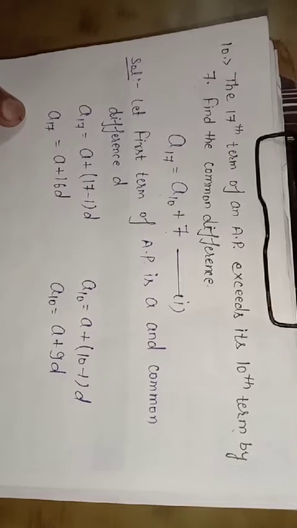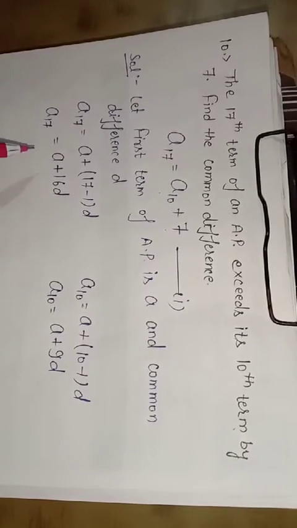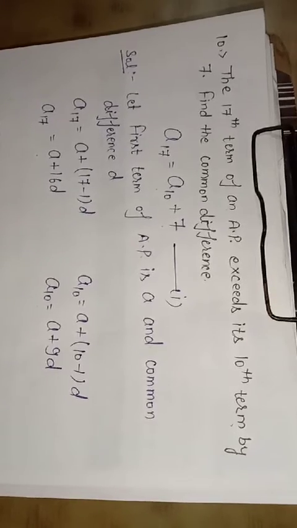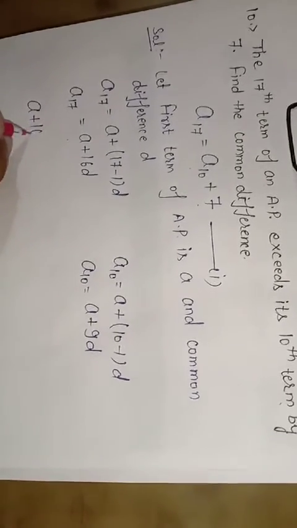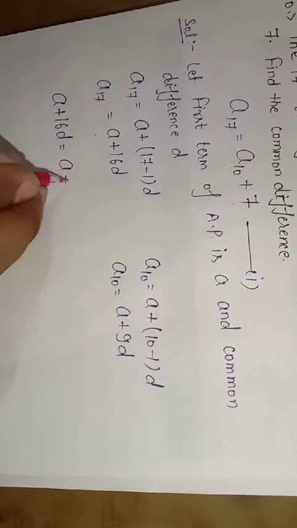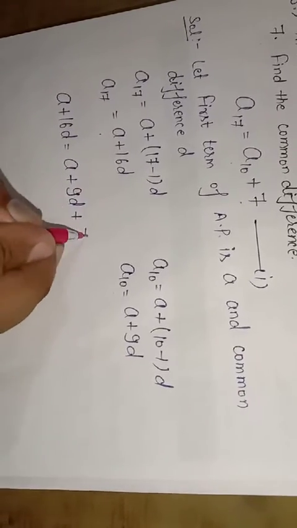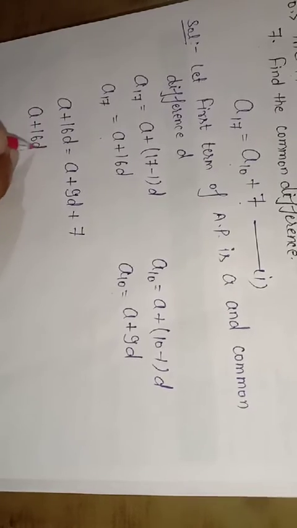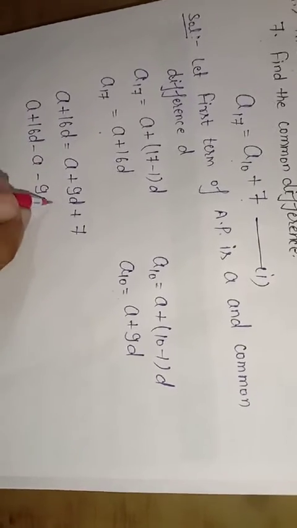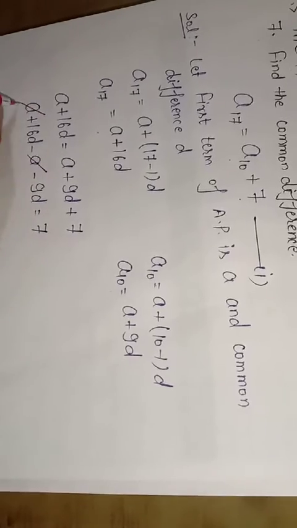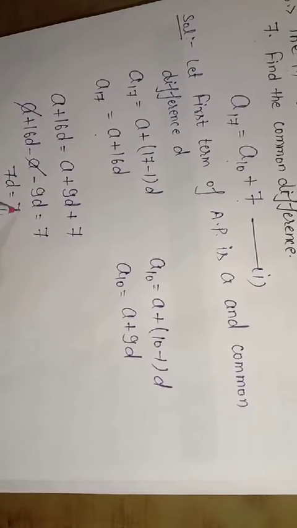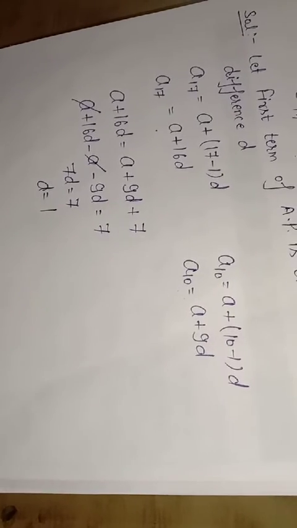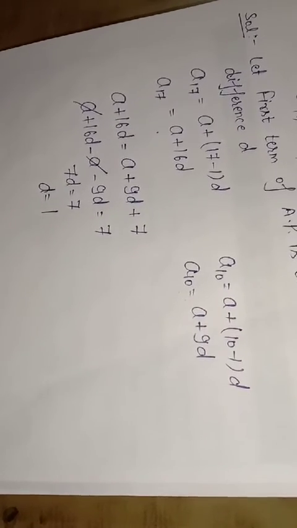Put the values of A17 and A10 in the equation. So A plus 16D equals A plus 9D plus 7. Shifting terms, A plus 16D minus A minus 9D equals 7. A and A cancel out. 7D equals 7, so D equals 1. Students, so the common difference of the AP is 1.